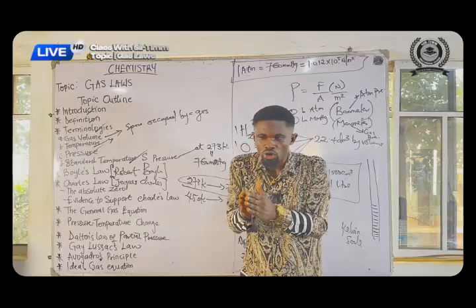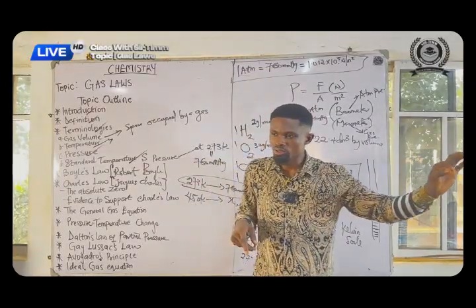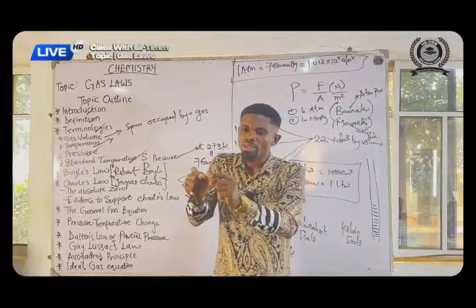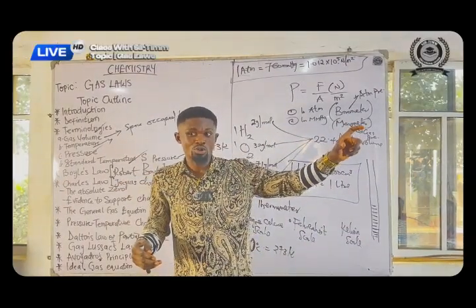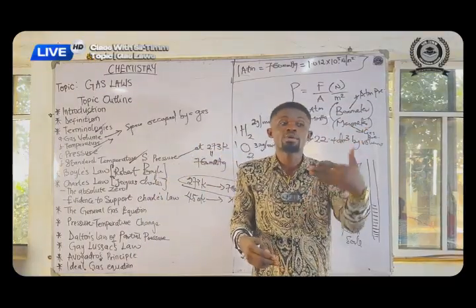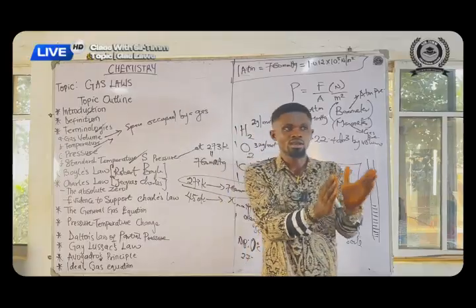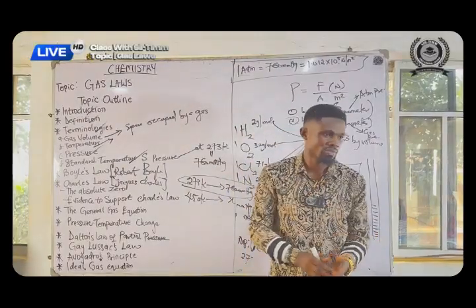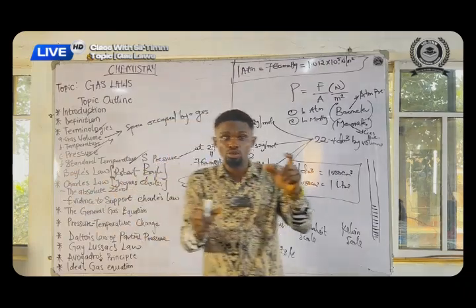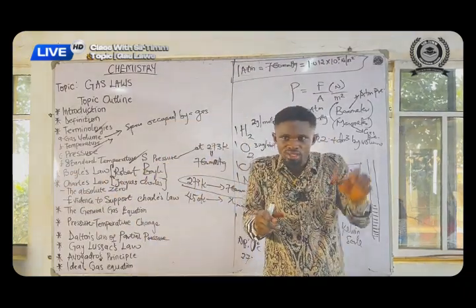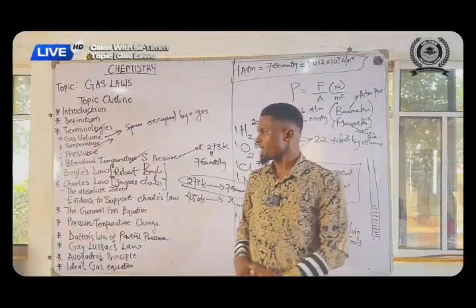So for you to monitor how volume will react with pressure, you have to make temperature constant. For you to monitor how volume of a gas will react with temperature, you have to make pressure constant. Making it constant means that pressure will not be manifesting or affecting the experiment or the system. And if you make temperature constant and you're monitoring volume and pressure, it means that temperature is not affecting the system.